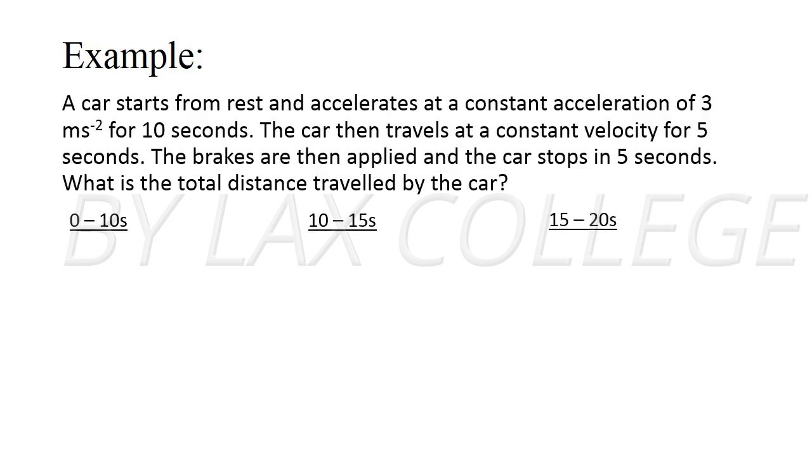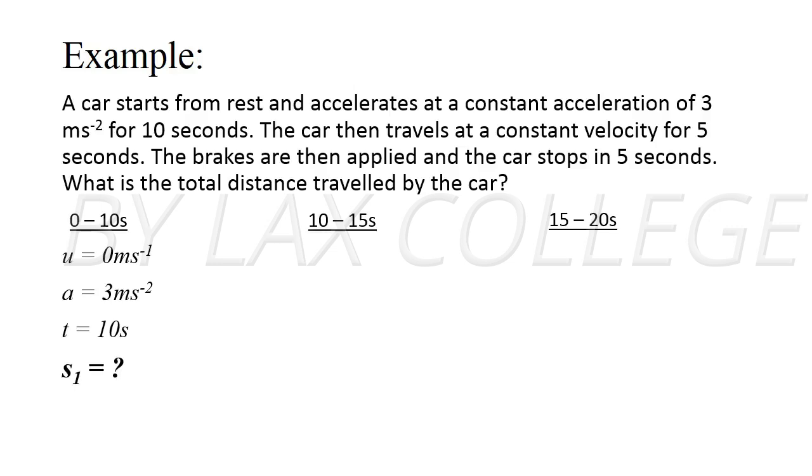So for the first stage, let's list out all the information we have. Since they say the car starts from rest, the initial velocity will be 0, and then constant acceleration of 3, so a equals 3 meters per second squared, and the time period is 10 seconds. So they need us to find the displacement traveled by the car. Let's label this as S1.